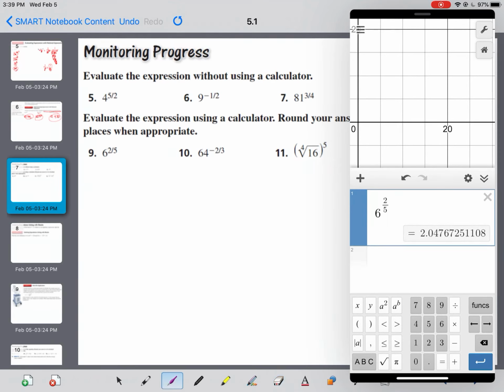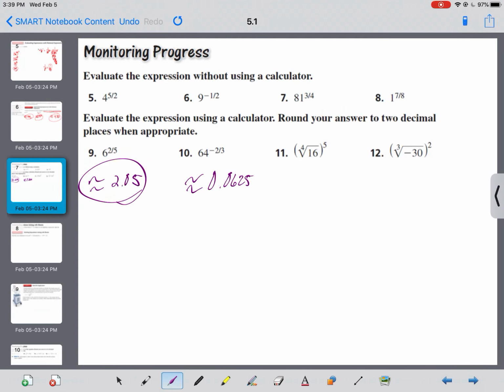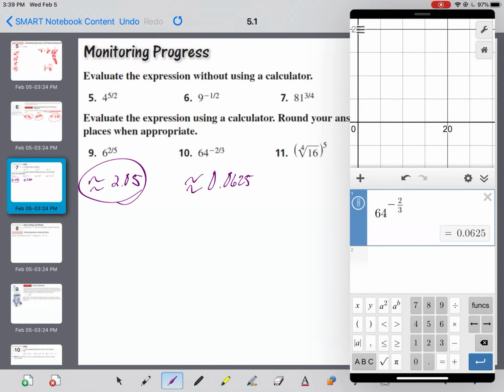All right, 6 to the 2/5. So this one is approximately 2.05. As the 7 is 5 and above, give it a shove. 64 to the negative 2/3. Approximately 0.0625.